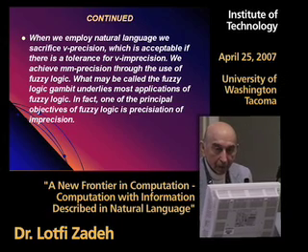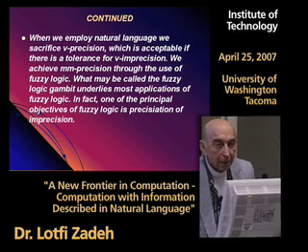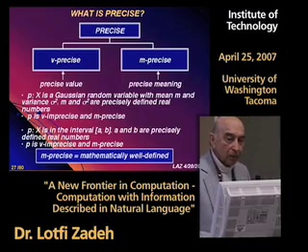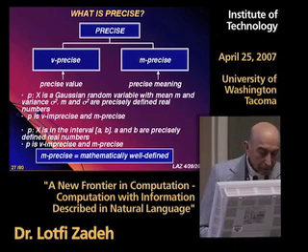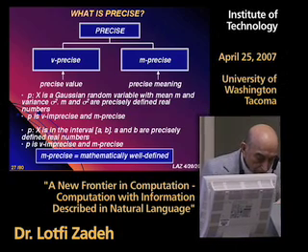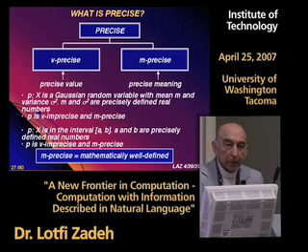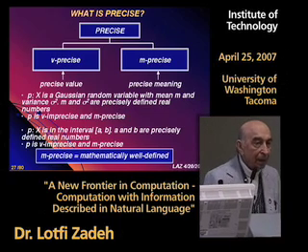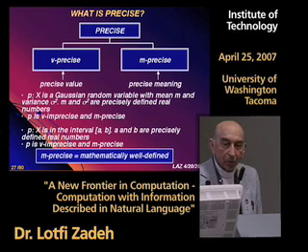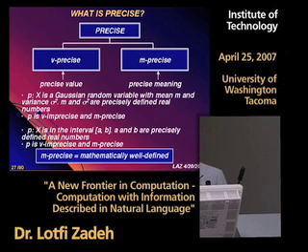Now, let me then explain what that gambit is. But first, I have to clarify what is meant by precision. So I'm going to differentiate between precision in value and precision in meaning, or for short, V precision and M precision. Okay?